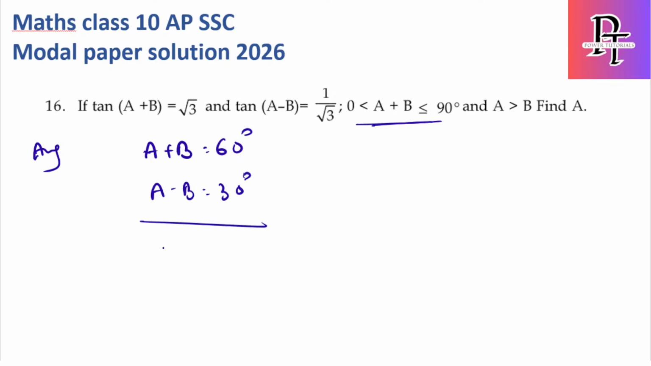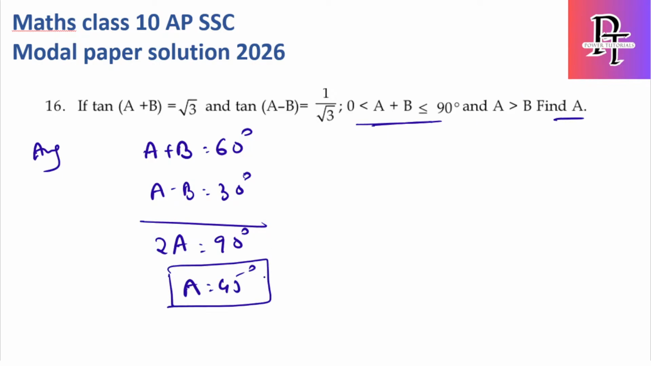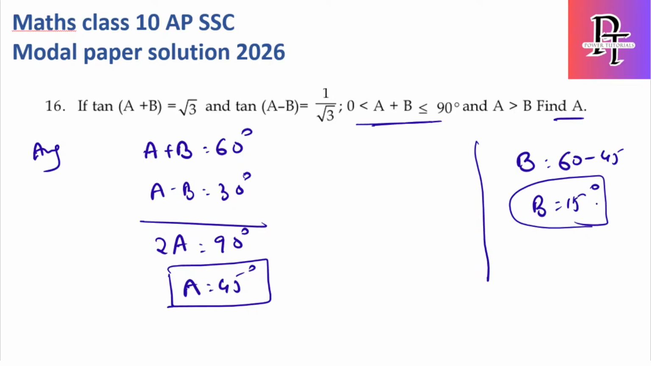So just add these two, I will get 2A is equal to 60 plus 30 is 90 degrees. So the A value is nothing but 45 degrees. They are asking only A, so the answer is 45. The same question they can also ask what is B value, then the B value will become 60 minus 45, which is 15 degrees. They can ask you in your board exam, so that's why I'm doing the extra part as well.